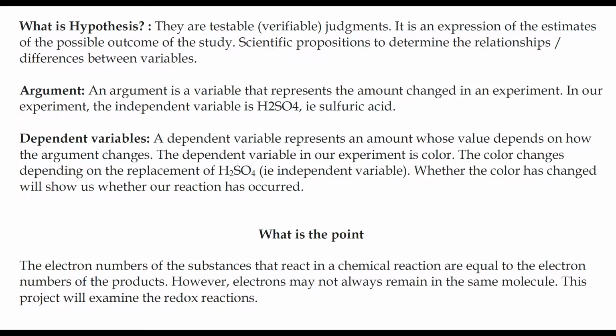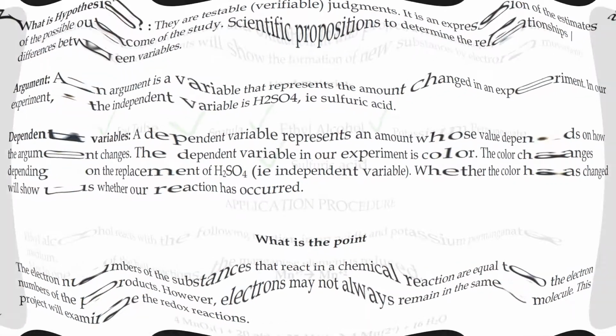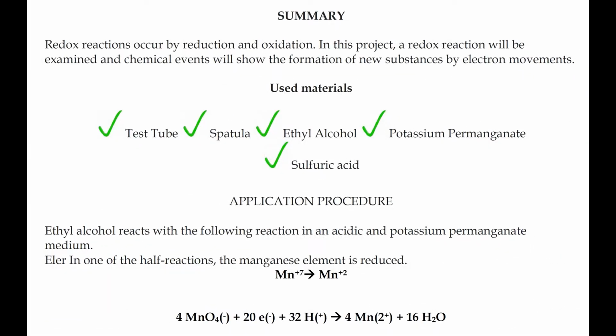What is the aim? The electron numbers of the substances that react in a chemical reaction are equal to the electron numbers of the products. However, electrons may not always remain in the same molecule. This project will examine redox reactions. Summary: redox reactions occur by reduction and oxidation. In this project, a redox reaction will be examined and chemical events will show the formation of new substances by electron movements. Used materials: test tube, spatula, ethyl alcohol, potassium permanganate, sulfuric acid.